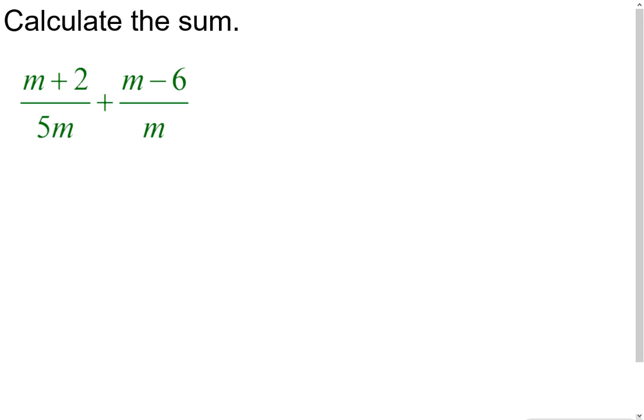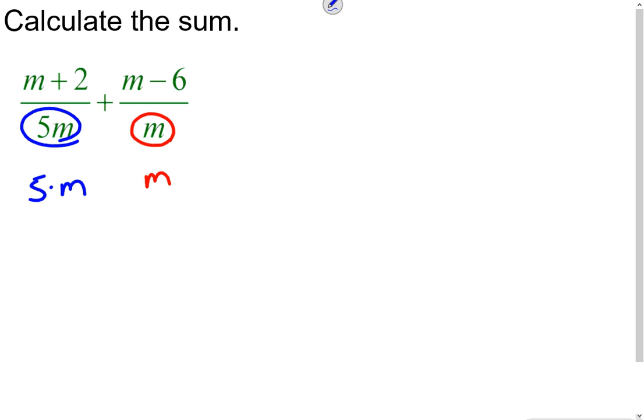My first example here, I have my two fractions that I'm going to add together, and I notice that I need to get a common denominator, because to add or subtract fractions, we have to have a common denominator. So to do that, I look at the 5m denominator and realize that the factors of 5m are 5 and m. I then look at the factors of m, which are just m.